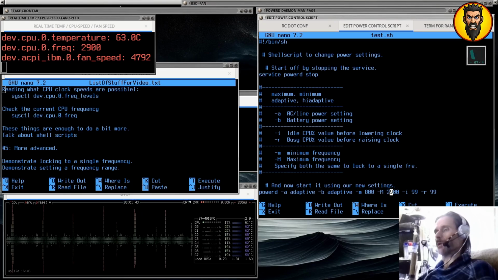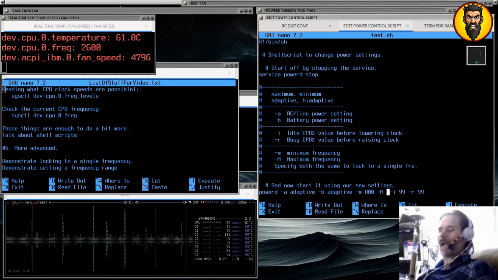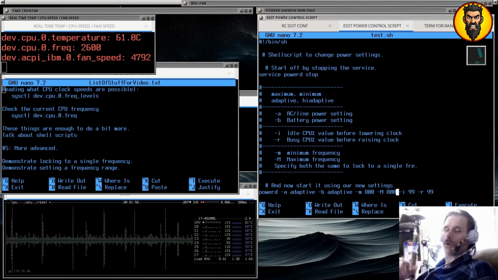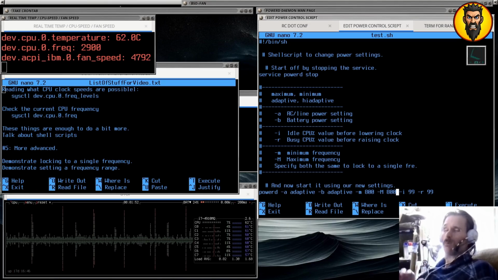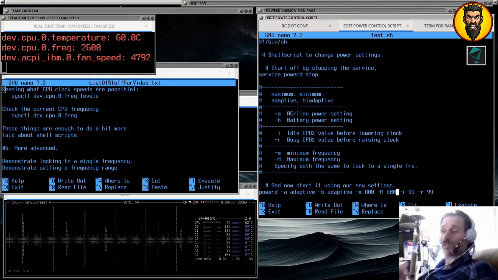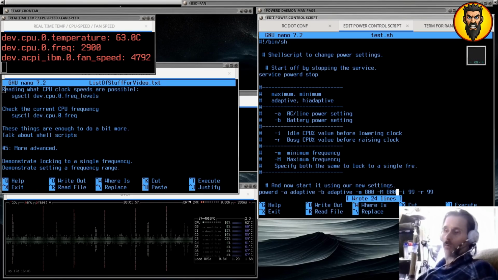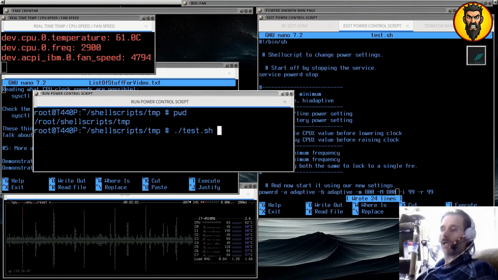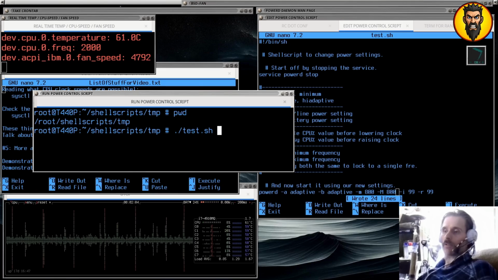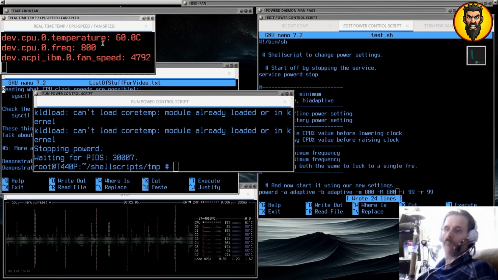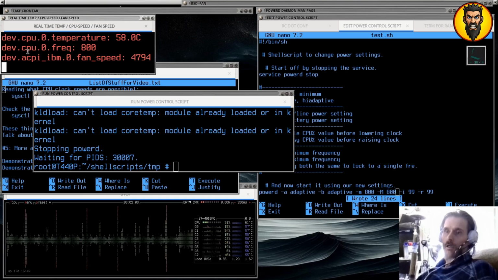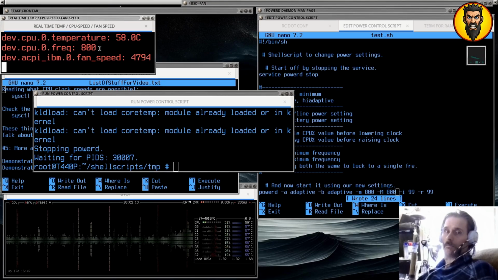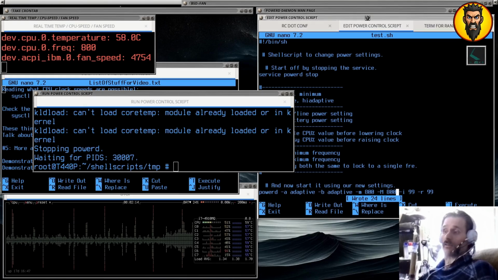But we're just demonstrating. So what we're going to do is set the minimum and maximum to 800. I apologize if the recording for my display goes all funky. We're recording on the machine that we're testing this on. So we're going to save that, and we're going to run that shell script, and watch what happens. Immediately, our current frequency drops to 800, and it locks it there. Stays at 800 megahertz.